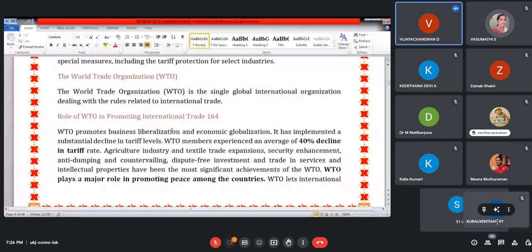What is the role of WTO? I told you, GATT is now named WTO. How many countries are in the WTO? 164 member countries. With the intervention and promotion of the WTO, there has been a 40% decline in the tariff rate. WTO also plays a major role in promoting peace among the members. If any dispute or problem arises among the member countries involved in international trade, it will be managed by the WTO.